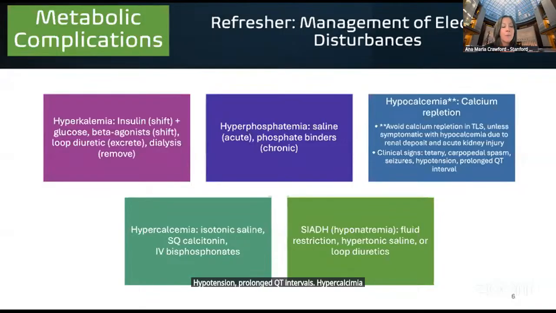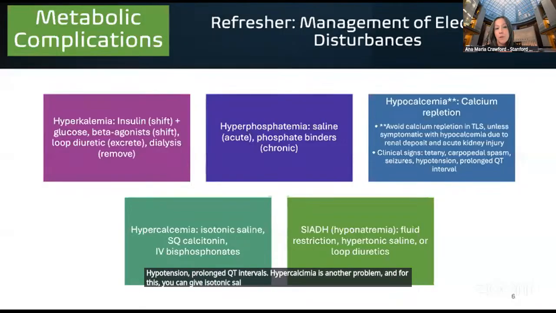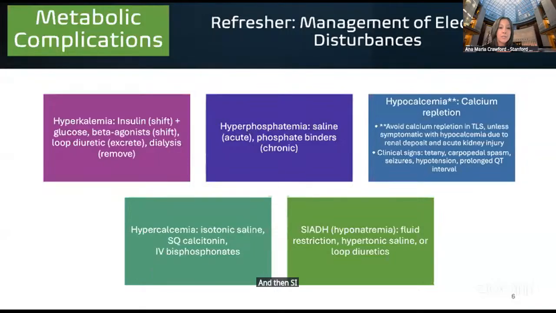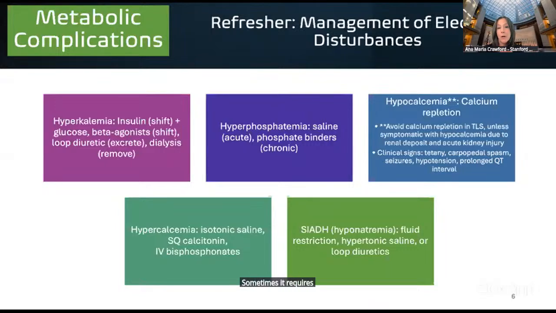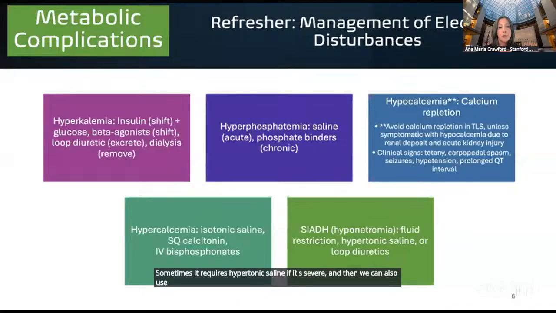Hypercalcemia is another problem. And for this, you can give isotonic saline, you can do subcutaneous calcitonin or IV bisphosphonates. And then SIADH, or syndrome of inappropriate antidiuretic hormone, leads to hyponatremia. And for this, we can do fluid restriction. Sometimes it requires hypertonic saline if it's severe. And then we can also use loop diuretics if needed.